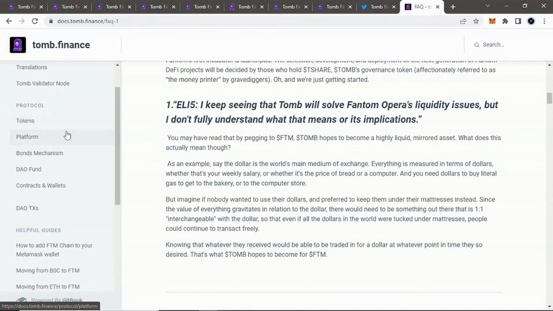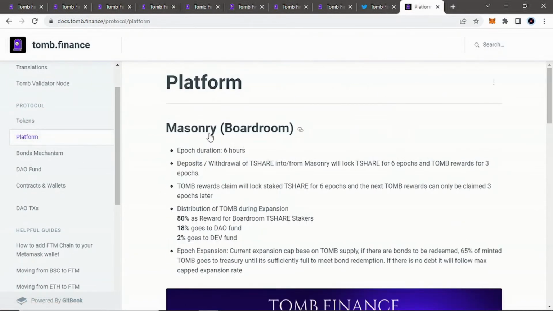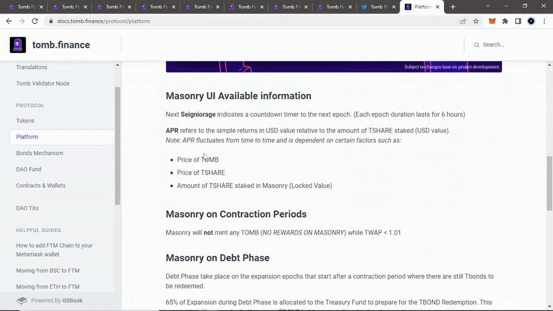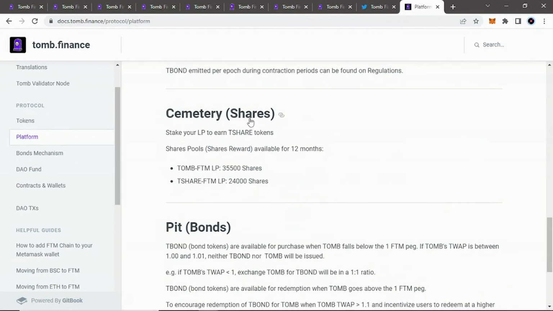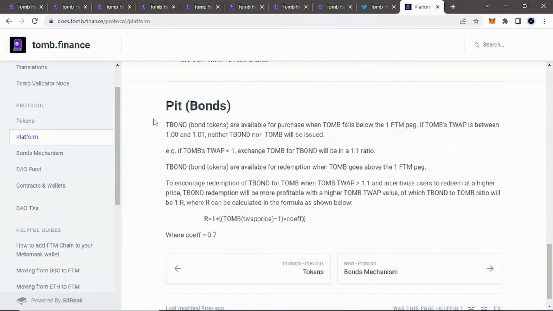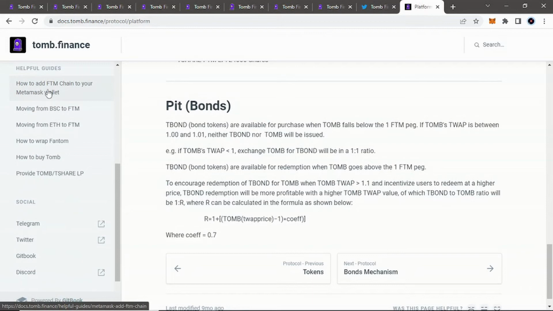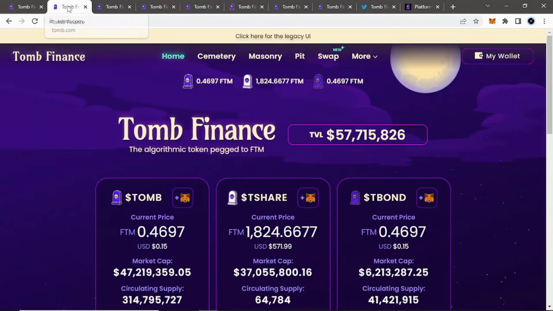It is very useful. So you can go to their platform again, look at their masonry boardroom, their cemetery, their shares, their pit, their bonds. It explains how you can do your part to try to get us over TWAP, over peg, so we can get over that 1-to-1 ratio of FTM. It can also walk you through how to add the FTM chain to your MetaMask, how to wrap your Fantom, how to buy Tomb, all of that, and it gives you all their socials right here on their white paper. But either way, guys, that is Tomb Finance.